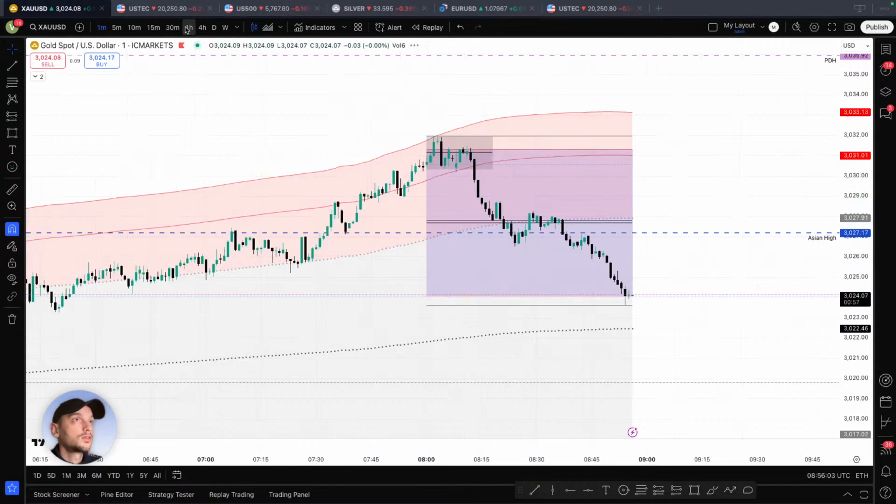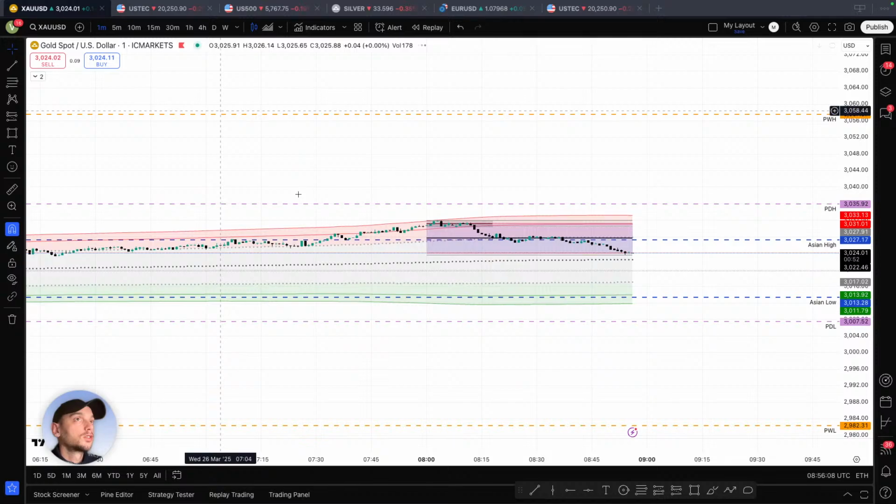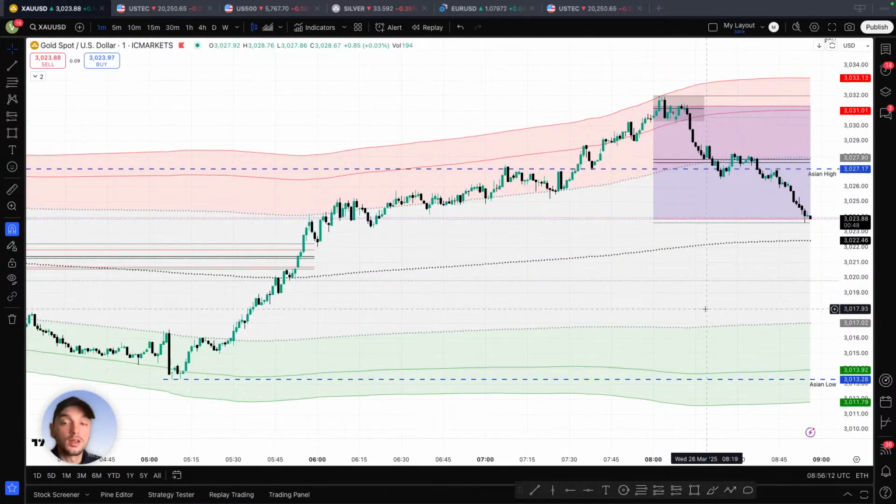But in this trending market, shorting gold is always riskier than buying gold. Always.